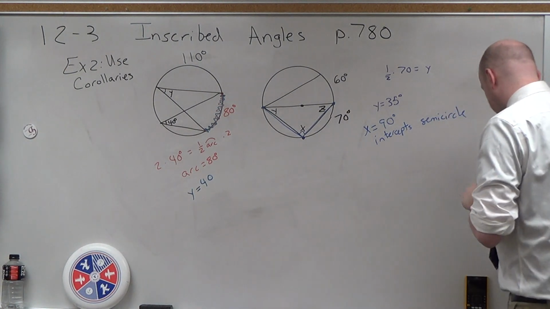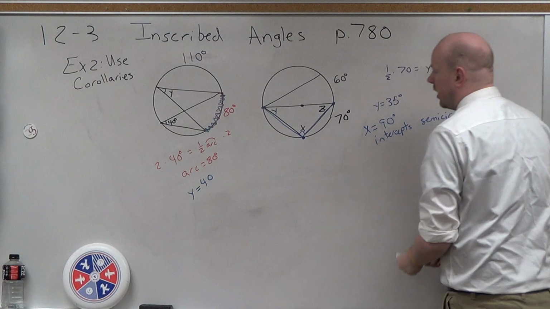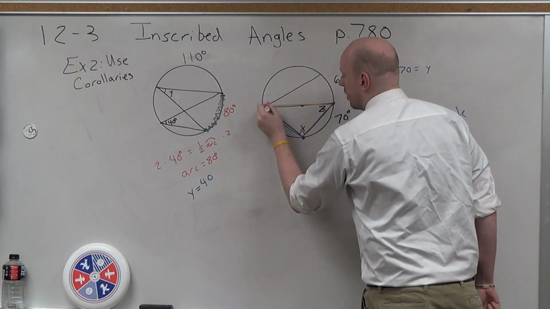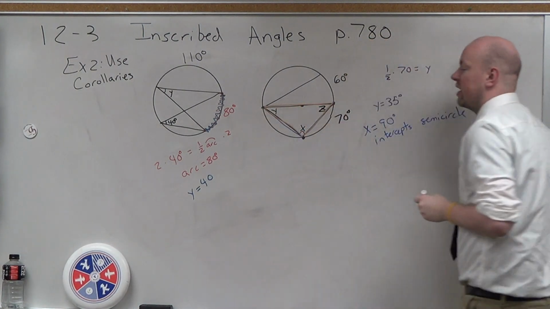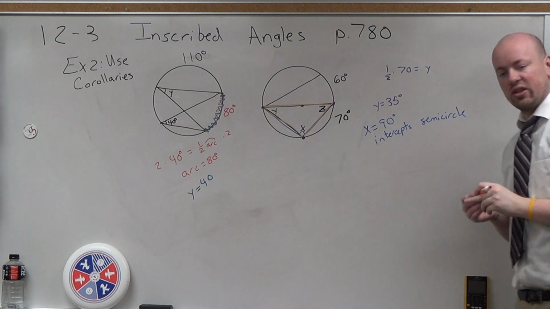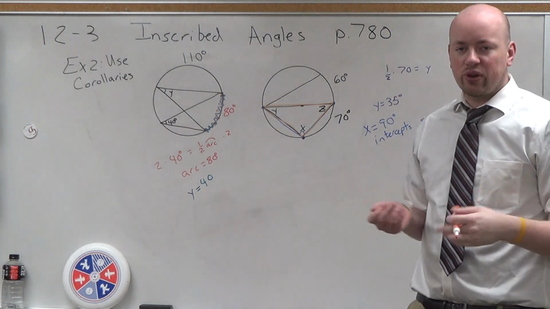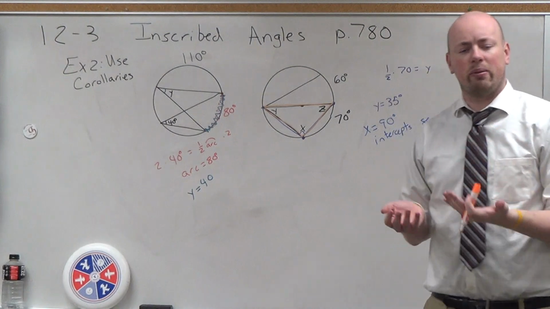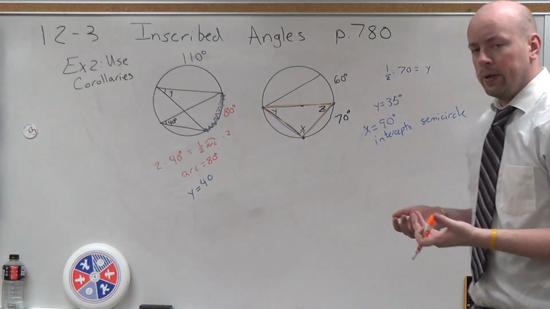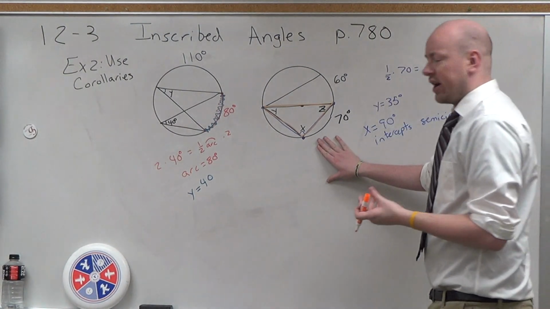And last but not least is my z. Now here's my question: what shape is formed there? Well, naturally that's a triangle. And just because a triangle's in a circle, is it going to change the total number of degrees the triangle has? Nope. So triangles always have 180 degrees.